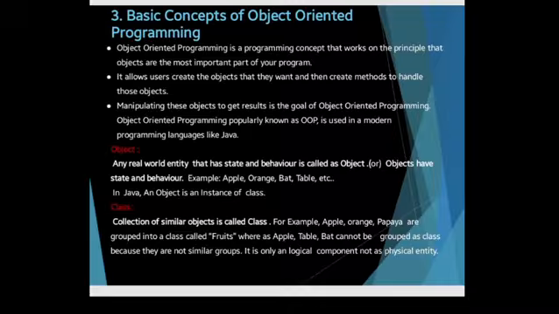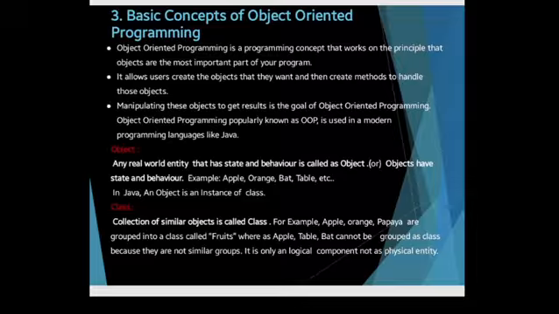Consider the example of fruits. Apple, orange, mango and papaya are all different objects. Since they have similar characteristics, they belong to a class called fruit. Similarly, Rahul, Priya, John and Meena are different students, but all of them belong to the student class.